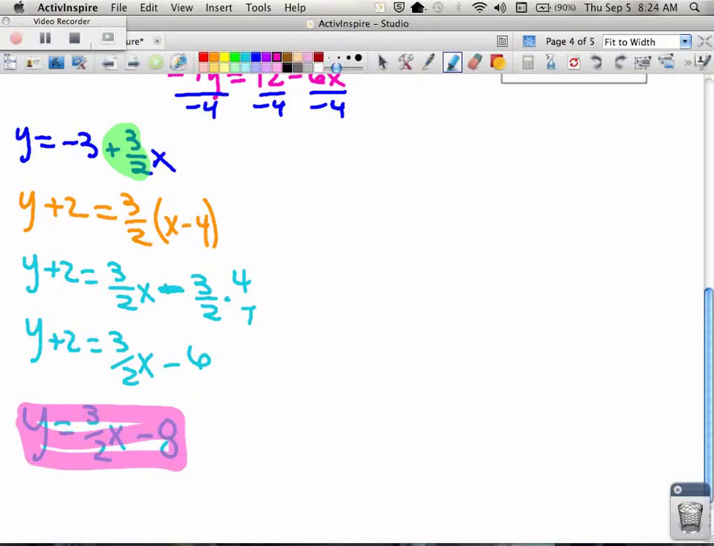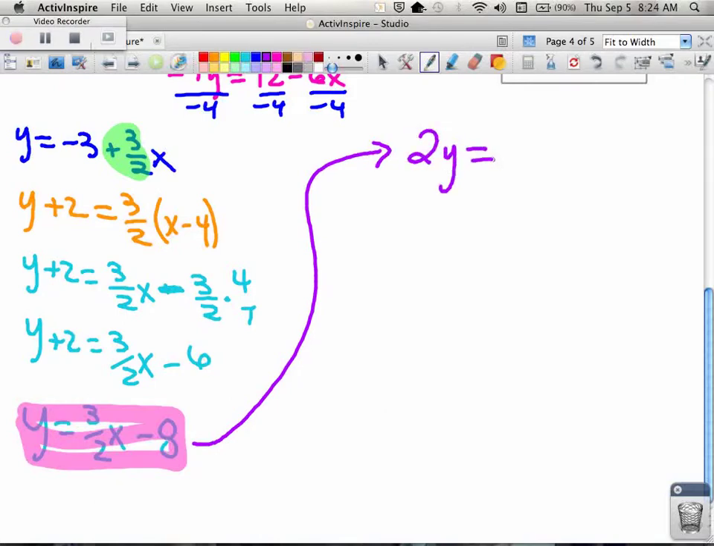So as I do that, and I look at what happens to this equation, when I multiply everything by 2, I will get 2y equals the 2 times the 3/2 cancels out the 2. So I just get 3x. That's the whole purpose of why we're multiplying by 2, to get rid of that division by 2, because they cancel. And then I have negative 8 times 2, which is negative 16. Yay, no fractions.